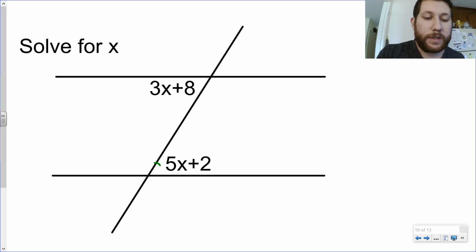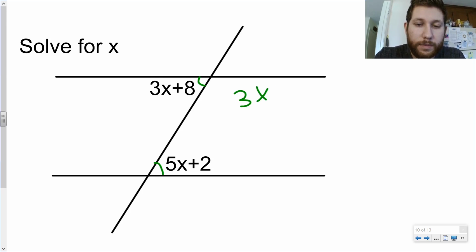Well, I recognize them as alternate interior angle pairs. They also look the same size. If they look the same size in parallel lines, they are the same size. So what we're going to do is we're going to go ahead and set them equal to each other. So 3x plus 8 is equal to 5x plus 2.